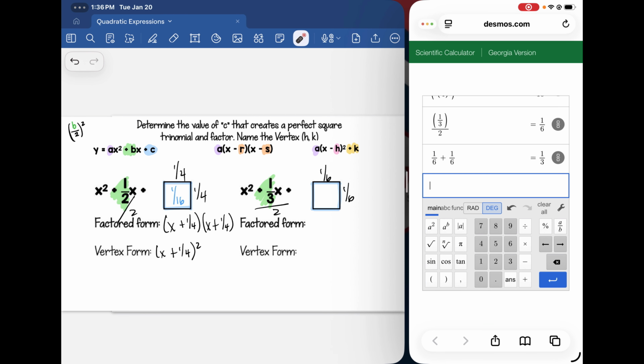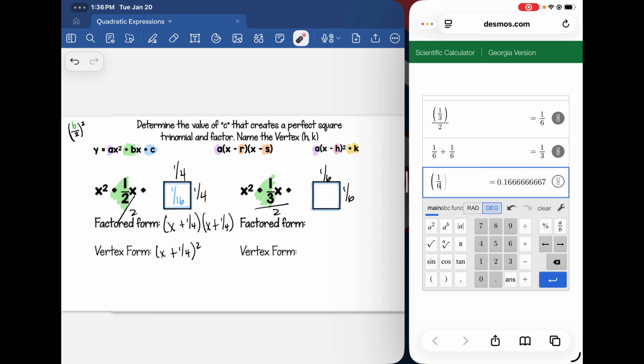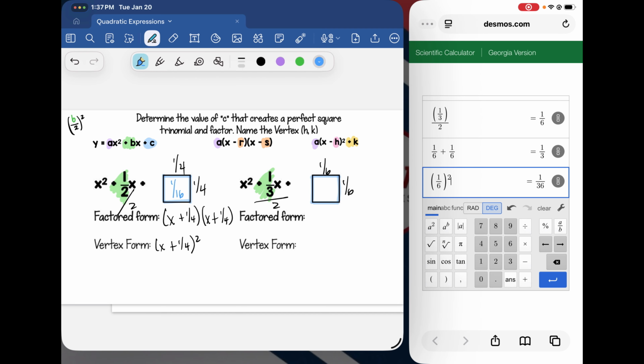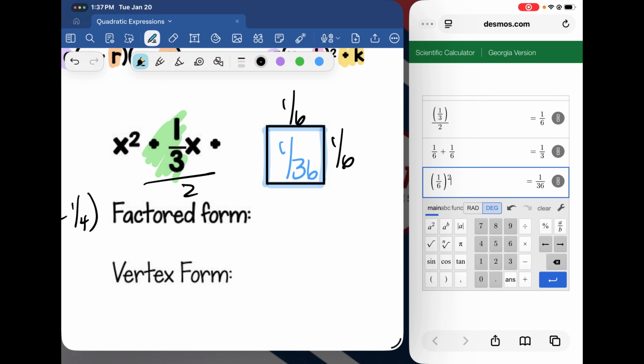So how am I going to find the area, aka for this box? That means I'm going to say 1/6, close parentheses, squared, hit my fraction button, and the value of c that will complete this square is 1/36. What would my factored form be? x plus 1/6 times x plus 1/6. What would my vertex form be, because I have two of the same parentheses? x plus 1/6 squared.